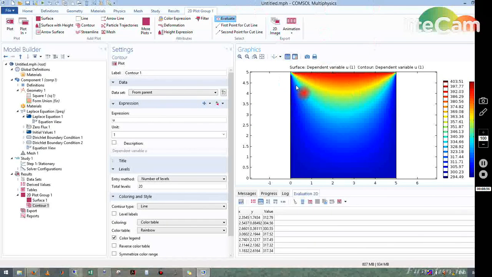So in this video you learned how to use the mathematics module of Comsol Multiphysics. We will be uploading several videos on mathematical modeling, because it is a vast topic, and we will cover at least 2 or 3 more videos on this particular topic.